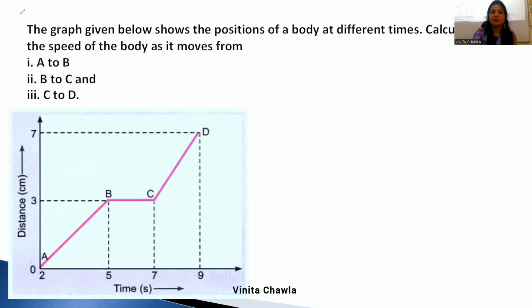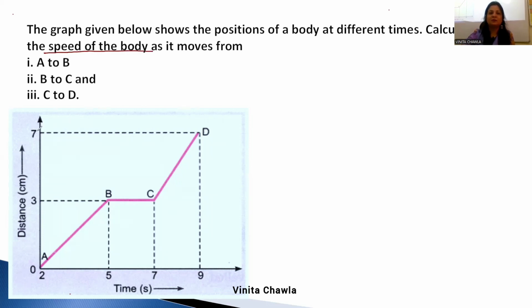Yes, let's read the question now. The graph given below shows the positions of a body at different times. Calculate the speed of the body as it moves from A to B, B to C, and C to D. So what we have to find is the speed of the body.